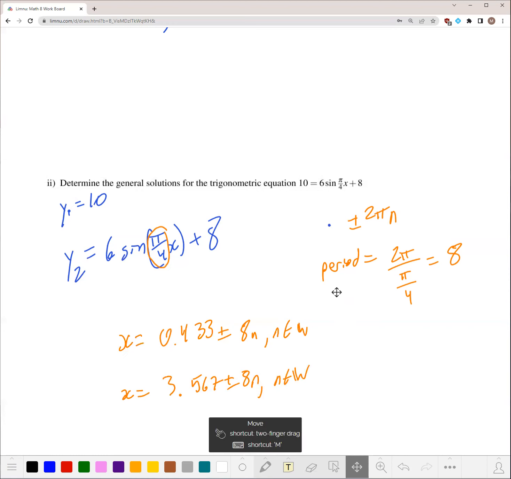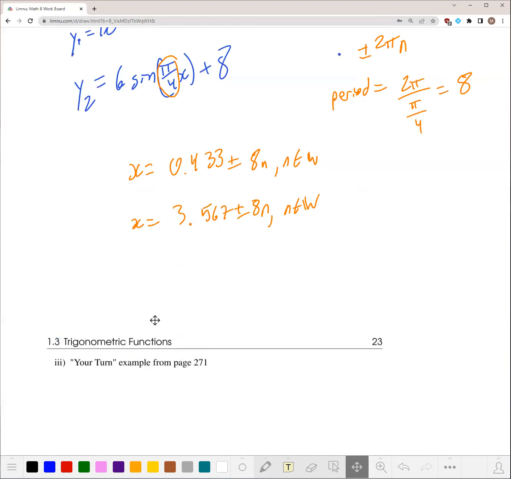Cool beans. I'm going to leave the last question for you to do on your own. It is available in your textbook. Your turn, example on page 271. So you go ahead and try that out.